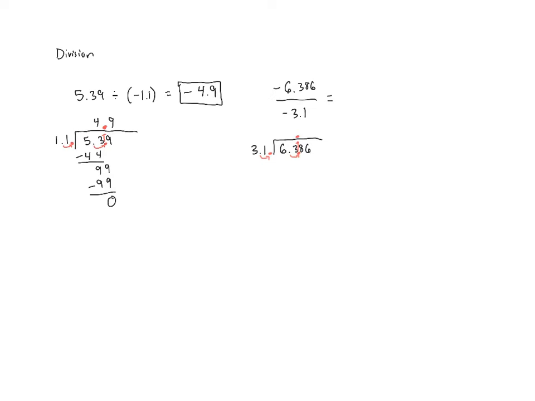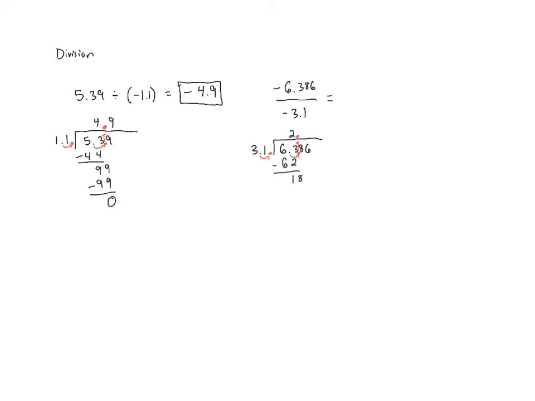And once we've done that, we can just do the division ignoring the decimal points. So if we look at 31, it doesn't go into 6, but it does go into 63. It goes into 63 twice. So I'm going to put a 2 up here. 2 times 31 is 62. We subtract. 63 minus 62 is 1.